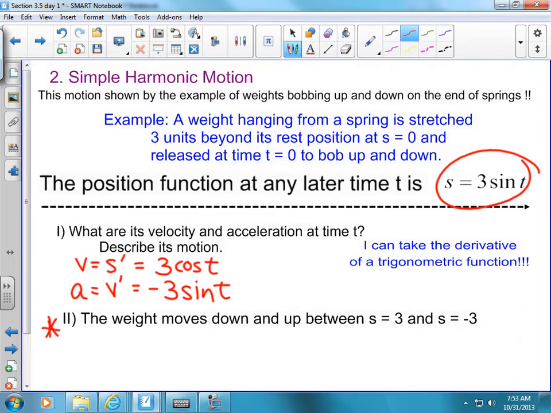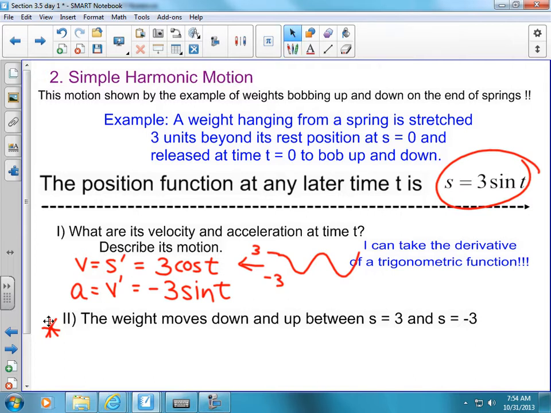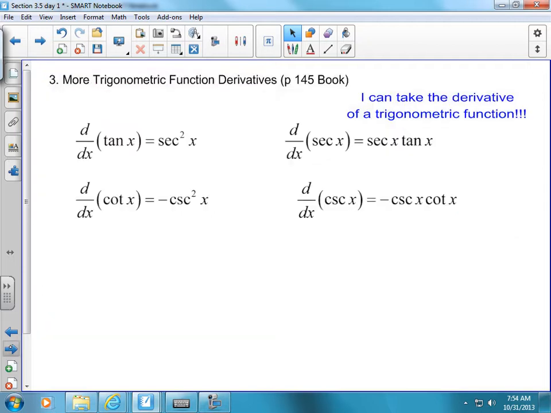If you look at the velocity function, notice as t gets bigger, the function is going to go down and up and down and up, and it will go from positive 3 to negative 3, and that is actually the motion of the weight bobbing up and down. It goes from negative 3 to positive 3, just like the graph.